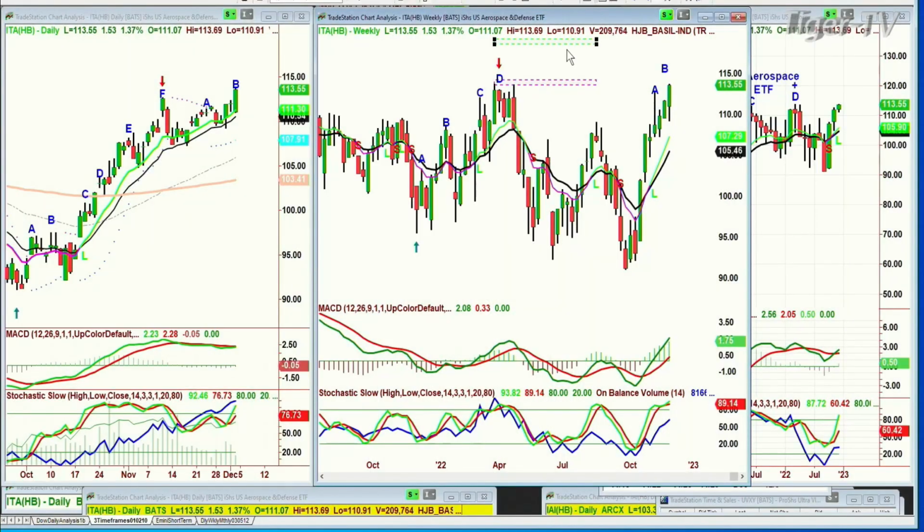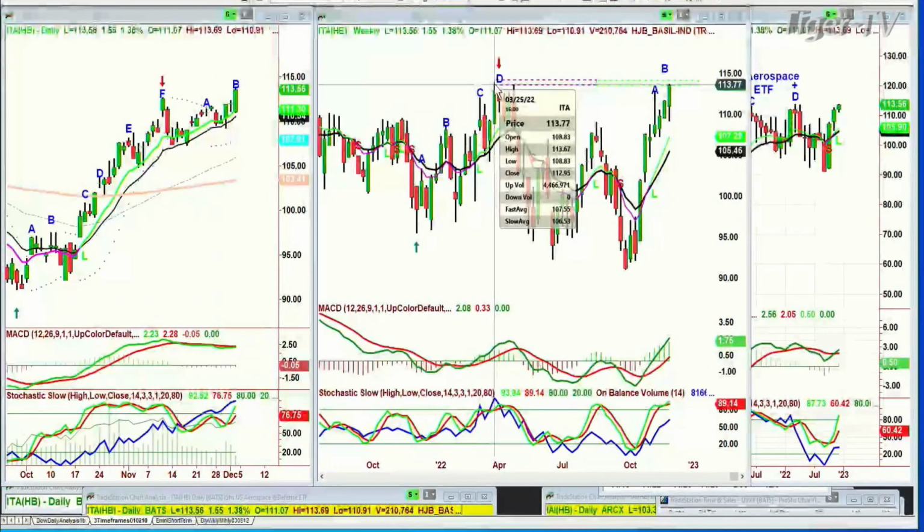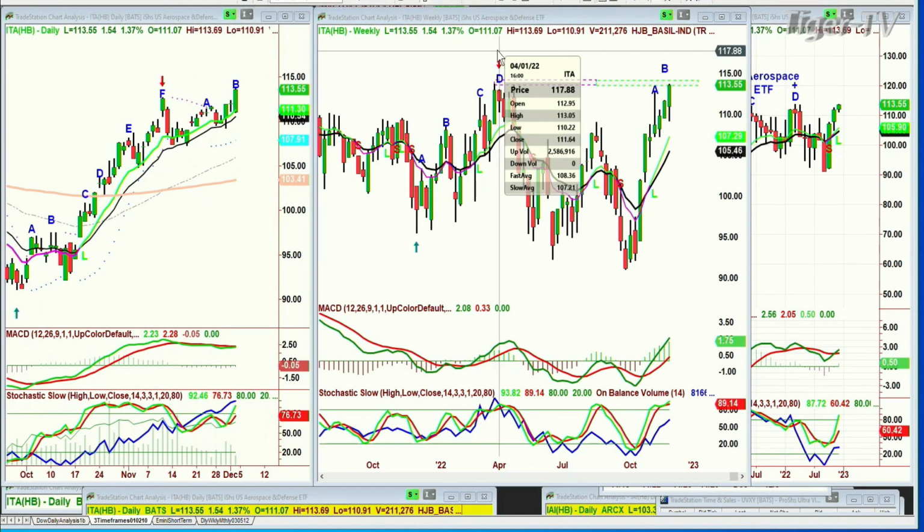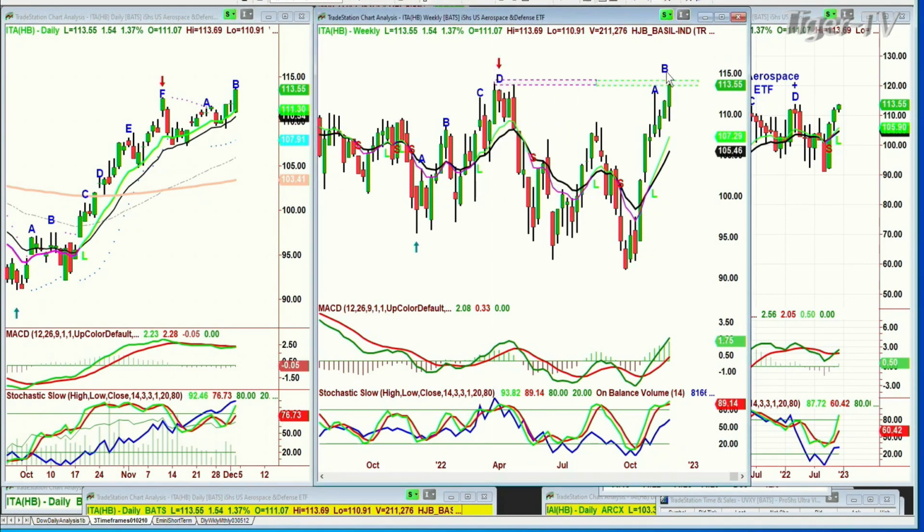So let me just do this. There we go. It already looks lopsided, but this is normally what I would do. It says that by the end of December, the high of 113.67 in the ITA ETF, the aerospace ETF, should be tested. Well, today's high is 113.69, so it's done it by 2 cents. It's already taken it out. It's a leg B. This is good.